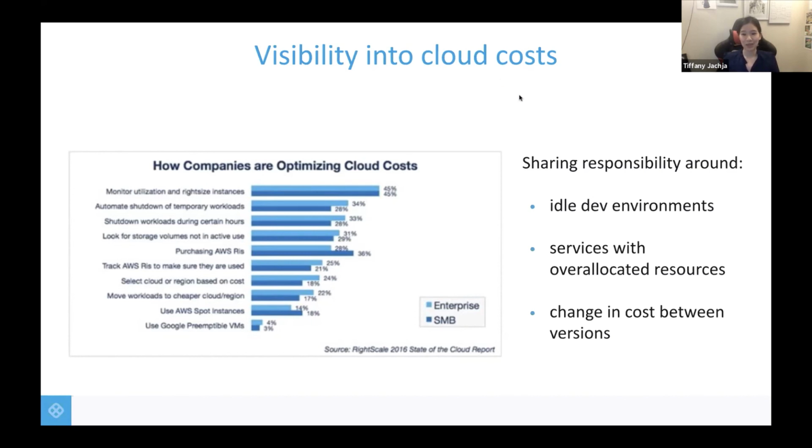So being able to share responsibility on idle dev environments, on services that are over-allocated in both CPU and memory, and on cost changes across versions. Maybe every time you release a new version, you're using more memory or more CPU, and being able to track those things so that they're not out of mind and they are on the radar of your team can really help you optimize on your next iteration of work.